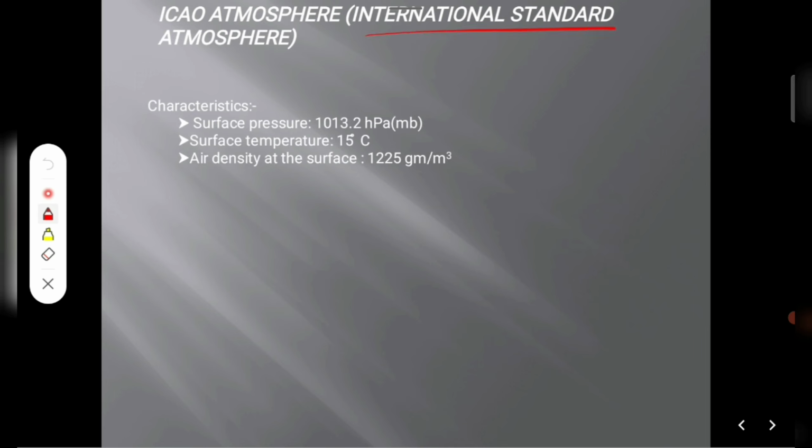Now, the International Standard Atmosphere. The surface pressure of the atmosphere is 1013.2 hectopascal, or millibar. Surface temperature is 15 degrees centigrade, and air density at the surface is 1225 gram per meter cube.